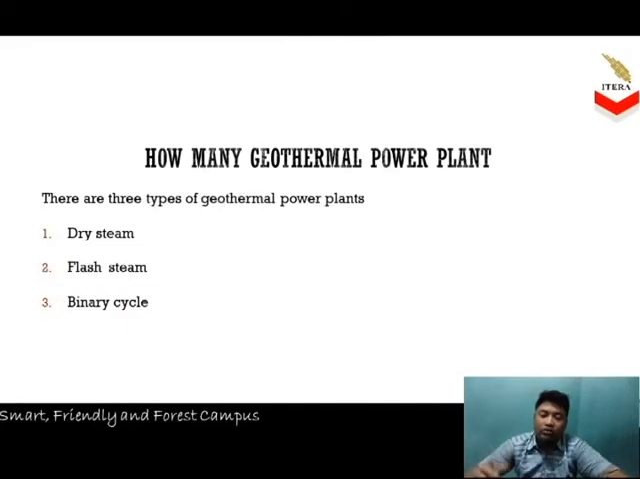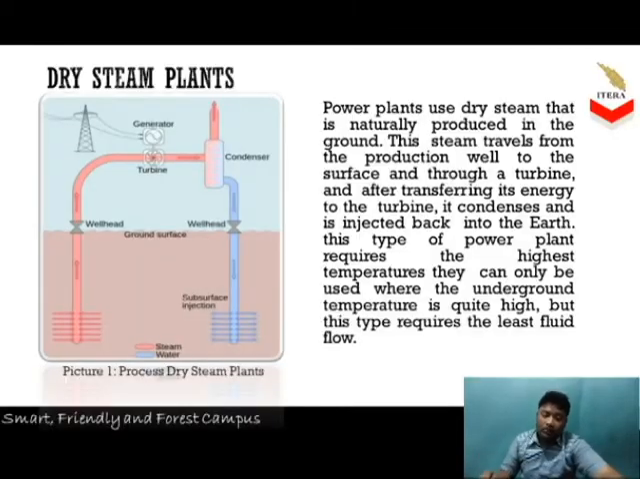How many types of geothermal power plants? There are three types of geothermal power plant. First, dry steam. Second, flash steam. And the third, binary cycle. So look at the picture of how the dry steam plant process works.